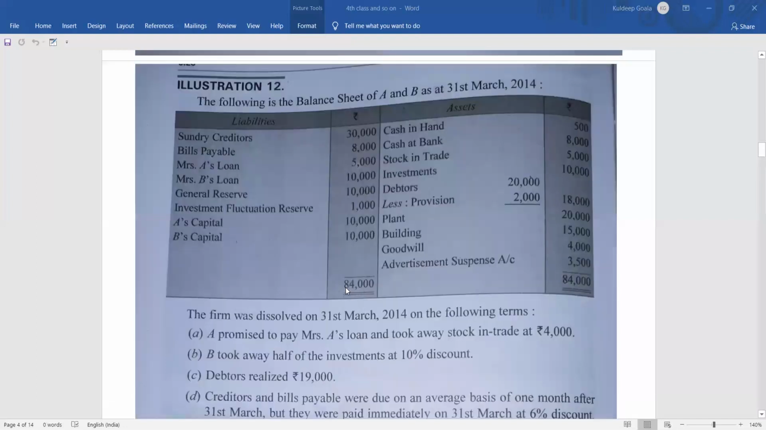Now let's see what is on the liability side: creditors, bills payable, Mrs. A's and Mrs. B's loan accounts, and investment fluctuation reserve. The journal entry will be like this: sundry creditors debit, Mrs. A's loan account debit, Mrs. B's loan account debit, bills payable obviously will be debit, investment fluctuation reserve account debit, to realization account.